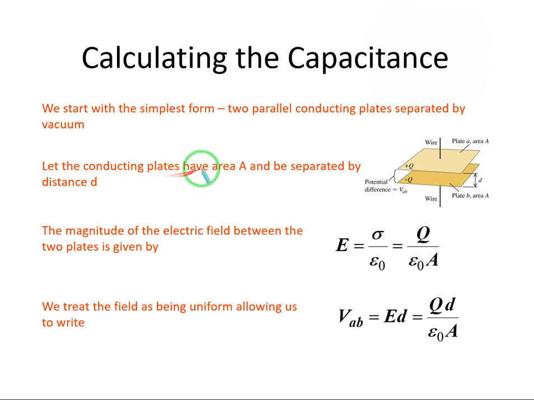So let the conducting plates have an area A and be separated by distance D. The magnitude of the electric field between the two plates is given by this. This is your electric field between two plates. Why are we saying electric field? Because whenever there is a static charge, there will be an electric field, and the electric field is equal to sigma divided by epsilon naught.